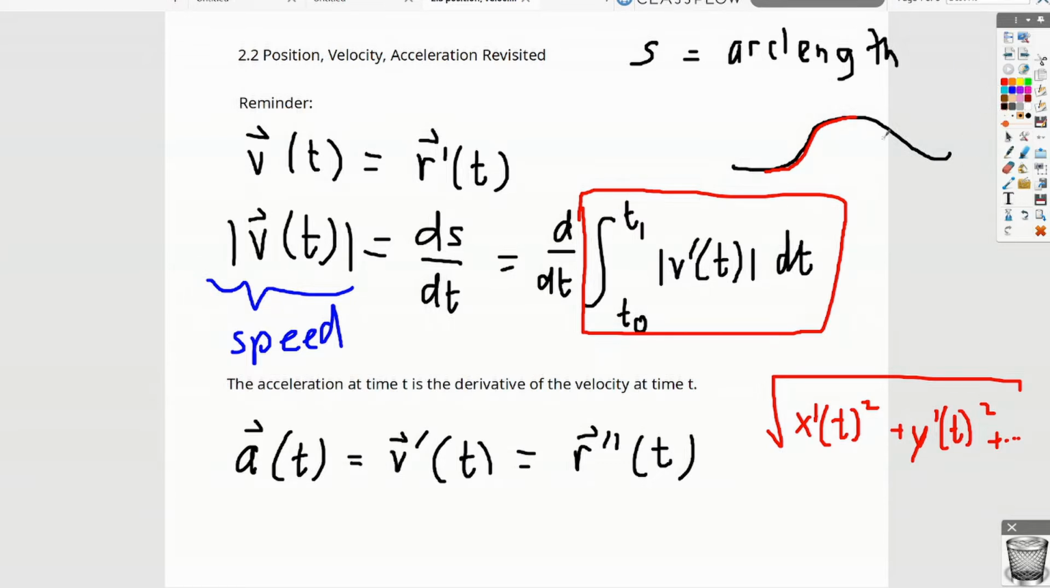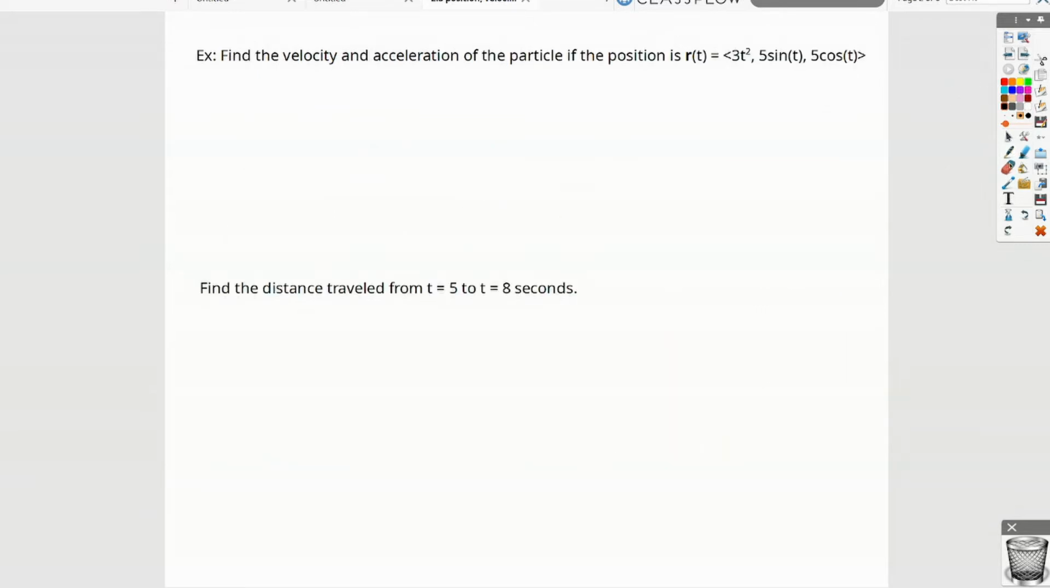The acceleration, this should also be reviewed. The acceleration is the derivative of the velocity, which is the second derivative of the position function. So let's find the velocity and the acceleration of this particle right here. So I'll give you 2 seconds. 2, 1. Okay.